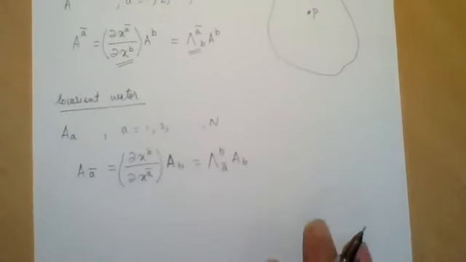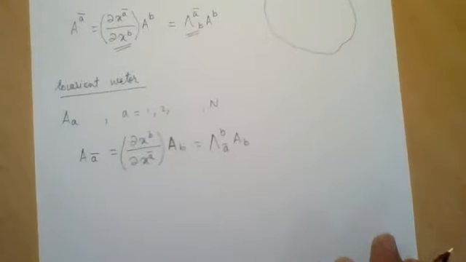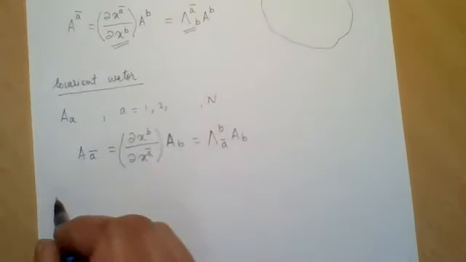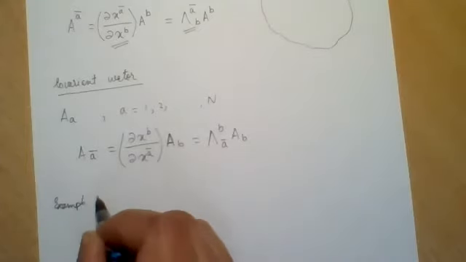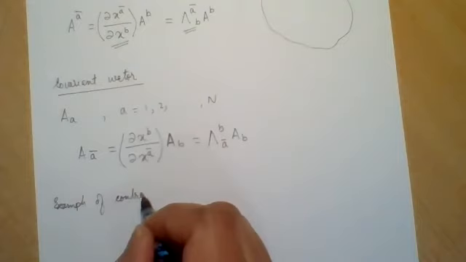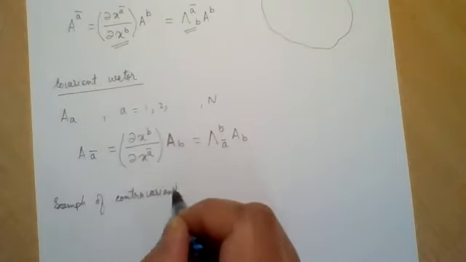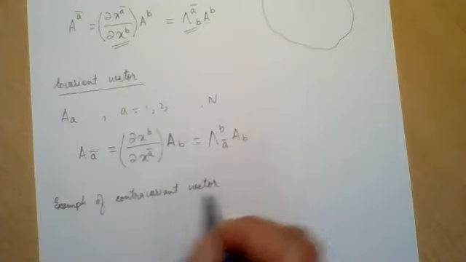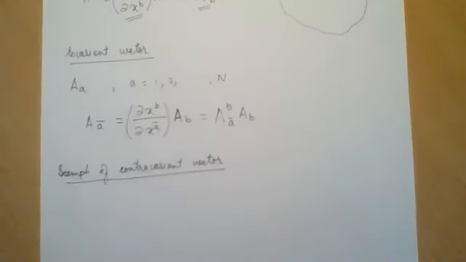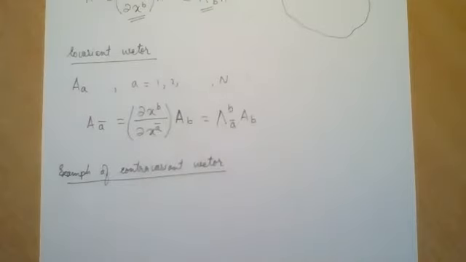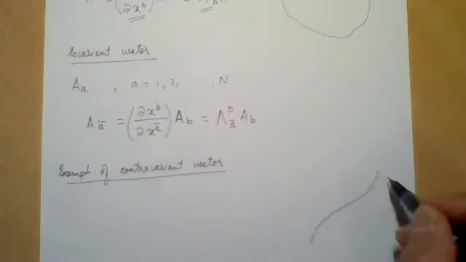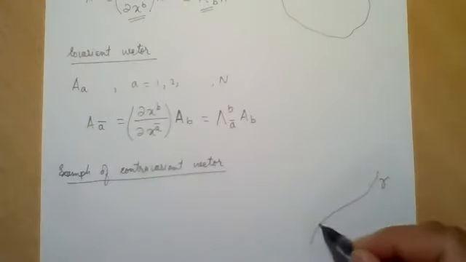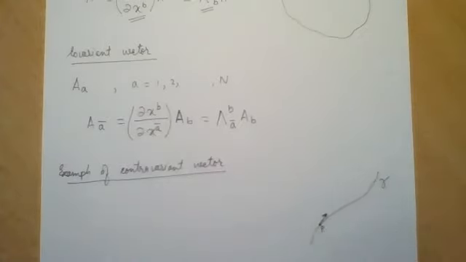And let us look at examples of covariant vectors and contravariant vectors. One simple example of a contravariant vector: one basic example is the tangent vector to a curve. I have a curve gamma. The tangent vector to the curve at the point P is an example of a contravariant vector.